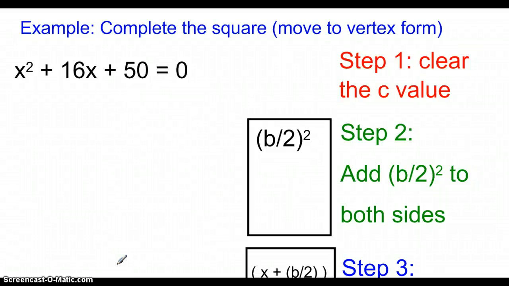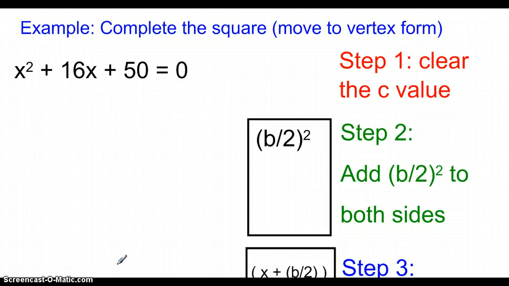Hello. Here we will see on today's problem how to complete the square when asked, and what that is essentially telling us to do is move the quadratic equation from standard form into vertex form. So what I have here is a video that's going to model us through one of our homework questions, and it's got the steps here along the side.